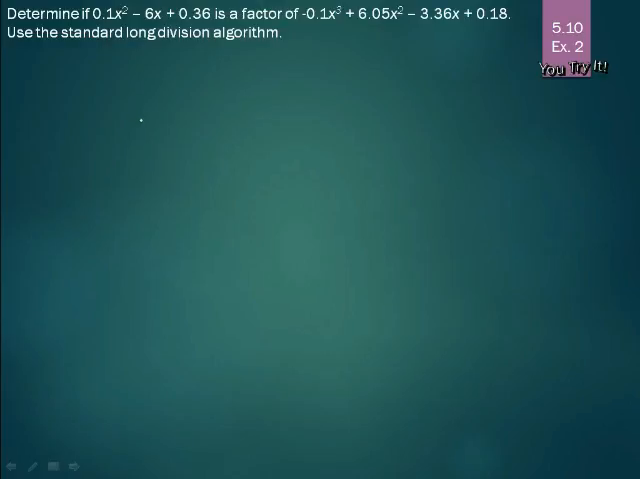Determine if 1/10 x squared minus 6x plus 36 hundredths is a factor of negative 1/10 x cubed plus 6 and 500ths x squared minus 3 and 36 hundredths x plus 18 hundredths. Use the standard long division algorithm.